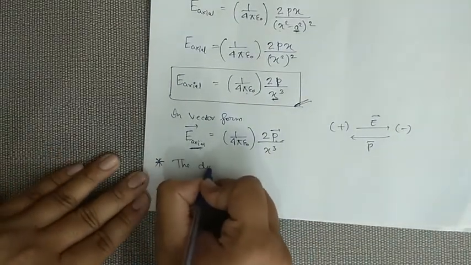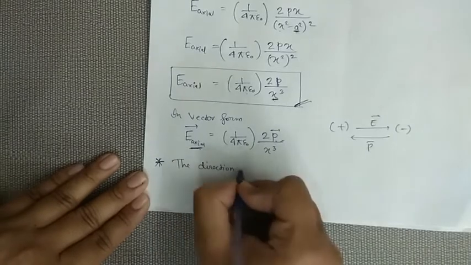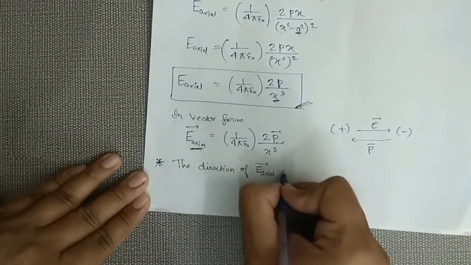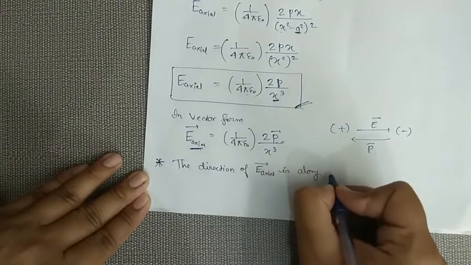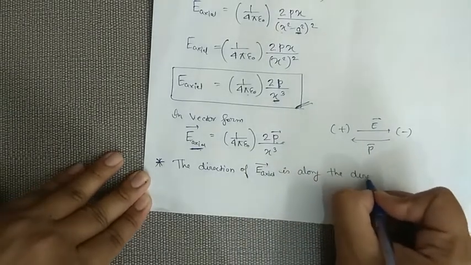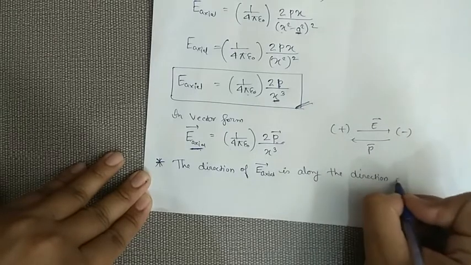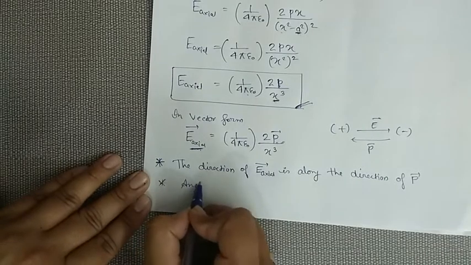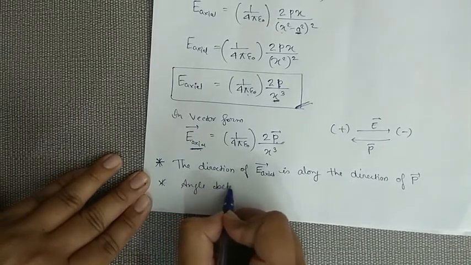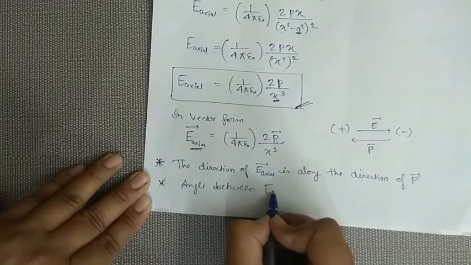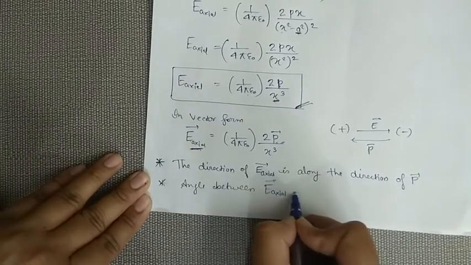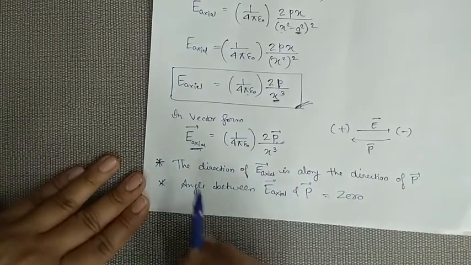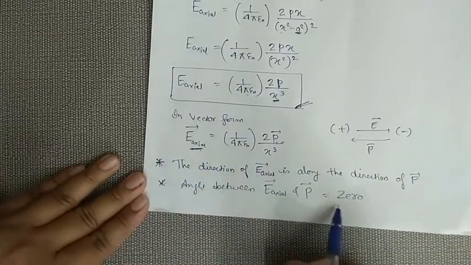which means the direction of axial electric field is along the direction of dipole moment P. So what is the angle between them? The angle between the axial field and the dipole moment should be 0, because in this case only the angle is equal to 0.